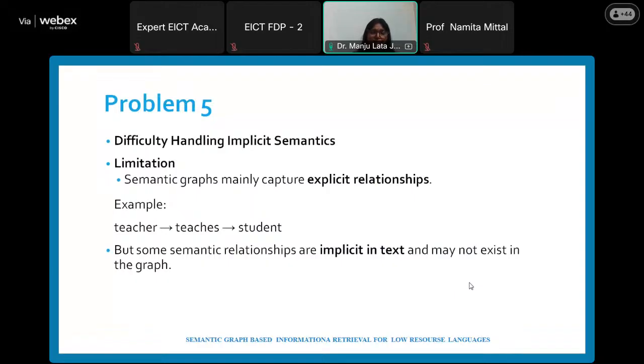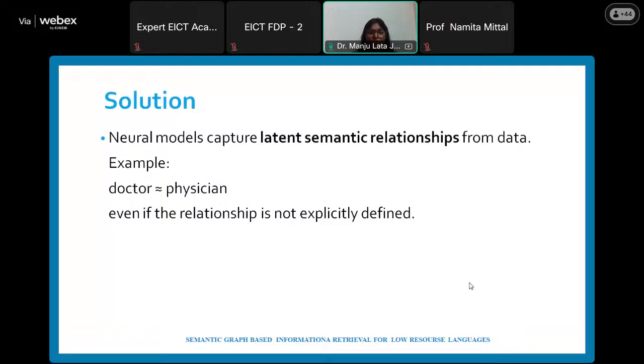The last problem is difficulty handling implicit semantics. Explicit relationships are already there in semantic graphs, but are the implicit relationships there? For example, a teacher teaches students. What is the relationship between a teacher and a student? That is teaching. Is this relationship captured by the semantic graphs explicitly? If it is not captured by the graphs explicitly, is your IR model capable enough to establish implicit relationships as well? That is possible using neural models that capture latent semantic relationships from the data. For example, doctor and physician. We can use these terms vice versa. We always say doctor, not specifically physician, but we can also call them physician, even if the relationship is not explicitly defined.